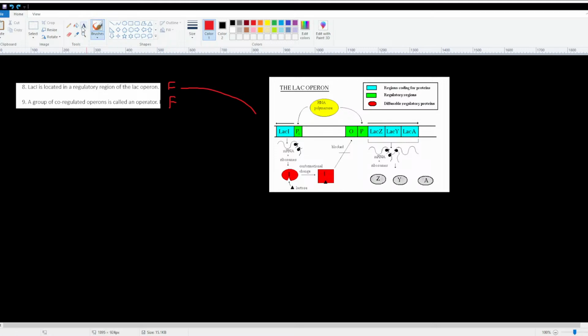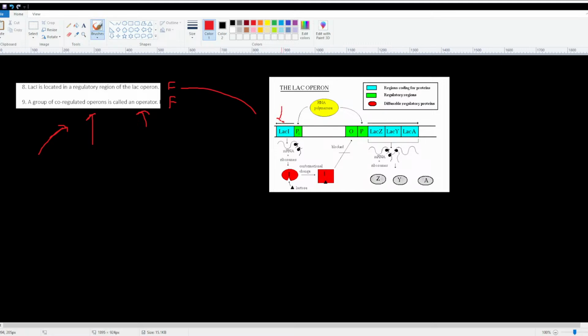So yeah, if we have a group of co-regulated operons, and they're all regulated by one protein, that means they're not necessarily contiguous. That's consistent with the definition of a regulon. So this would not be considered an operator, because an operator is part of an operon. This would be considered a regulon.